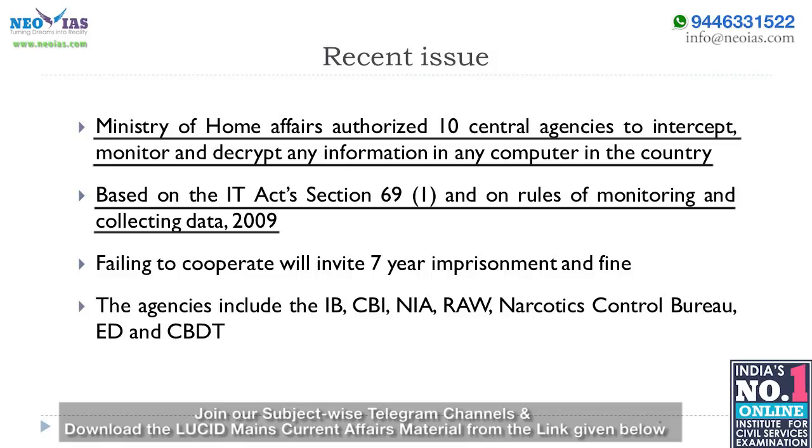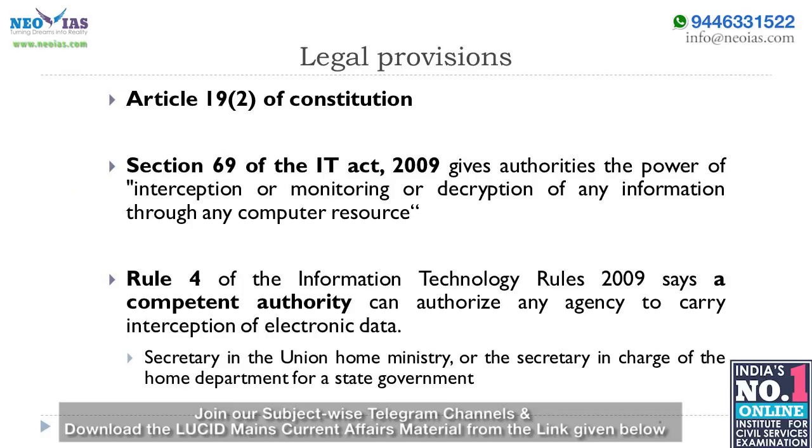So, as per the notification, the authorized agencies include the Intelligence Bureau, the CBI, National Investigation Agency, RAW, Enforcement Directorate, Central Board of Direct Taxes, etc. It also specifies a 7-year imprisonment and fine for non-compliance with the authorities. Now, let us look into the legal provisions that permit the government to issue such a notification.